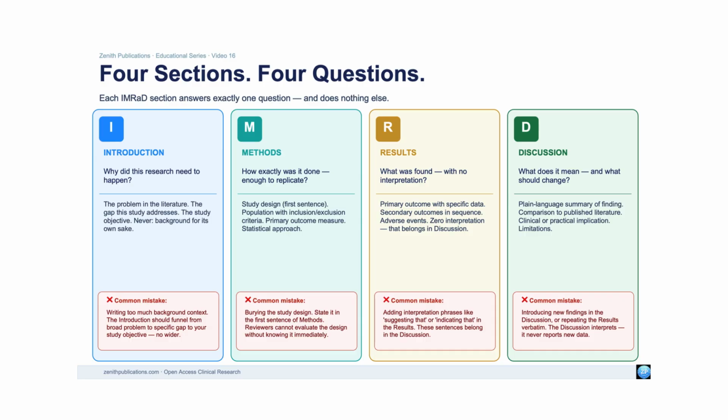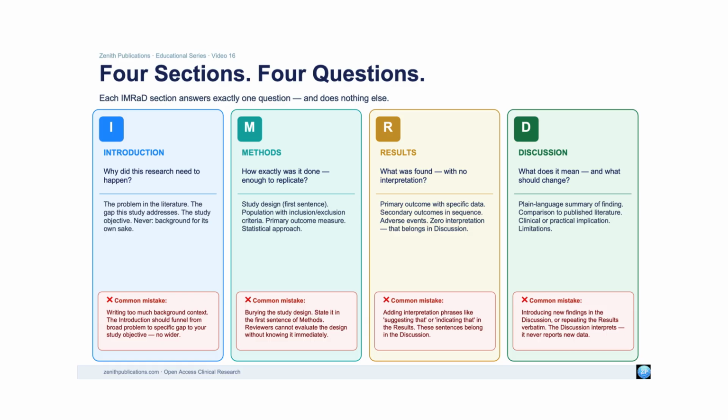Before you can write any section well, you need to know exactly what job it is doing. 4 sections, 4 questions. Each section answers one question, and one question only. The introduction answers, why did this research need to happen? It states the problem in the literature, identifies the specific gap your study addresses, and ends with your study objective. Nothing more. Background for its own sake does not belong here.